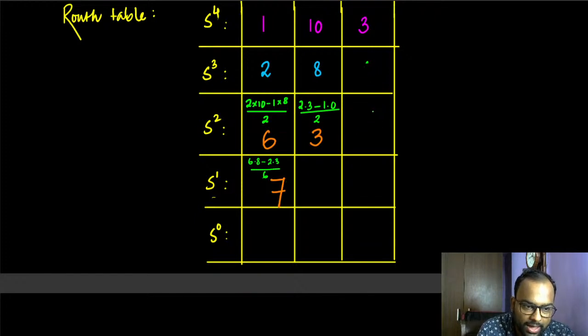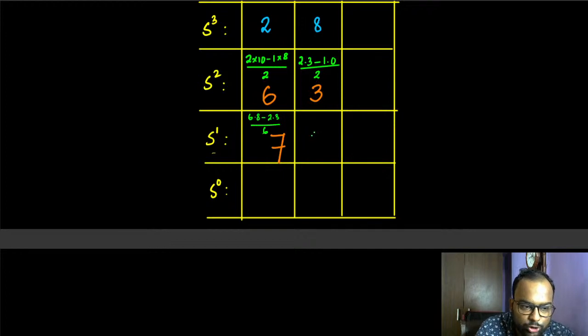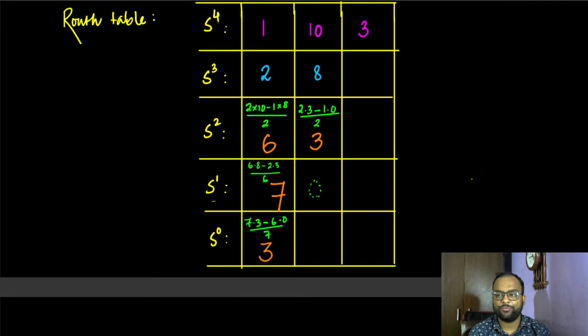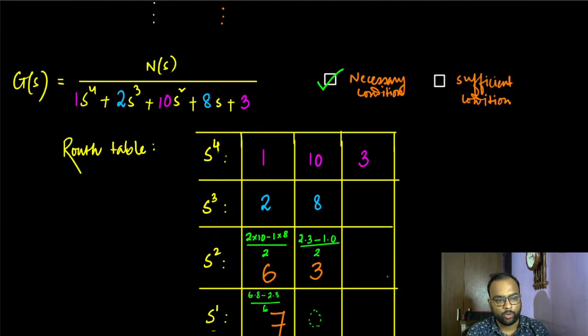Again, we can assume a 0 here. And now this is the pivot term, and we calculate this product and subtract this product, and divide by 7. So that's going to be 7 times 3 minus 6 times 0, divided by 7, which is 21 minus 0 divided by 7, and that gives you 3. All right, so we have now constructed the full Routh table.